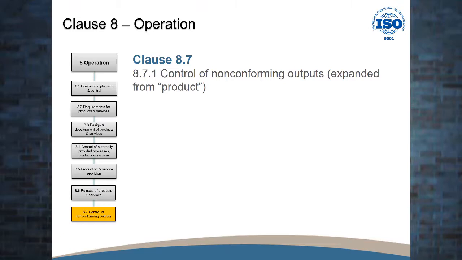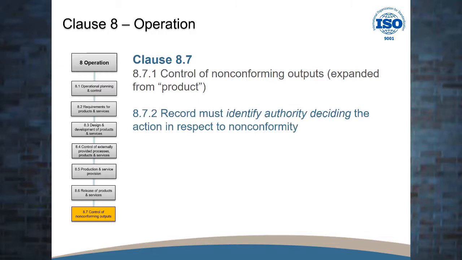Now we move on to Clause 8.7, which is expanded from control of non-conforming product, or back in the day it was control of non-conforming material. Now it's at 8.7.1, control of non-conforming output. So it's expanded again from product. 8.7.2 says a record must identify authority deciding the action in respect to the nonconformity. So once again, we see authority here, and who decided what the action was, and that person, that individual, needs to be a part of that nonconforming output record.